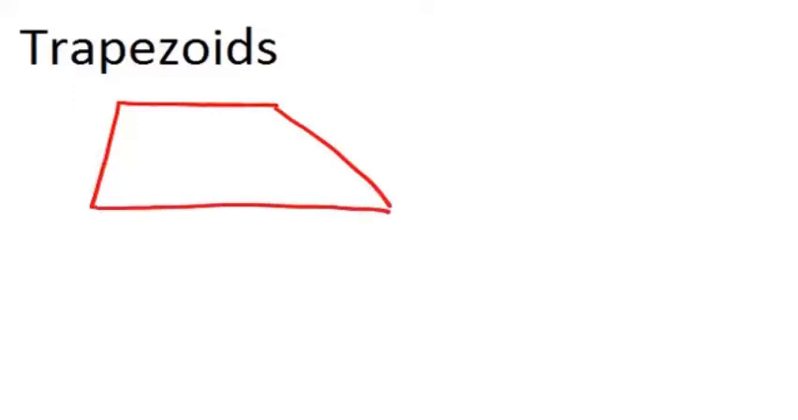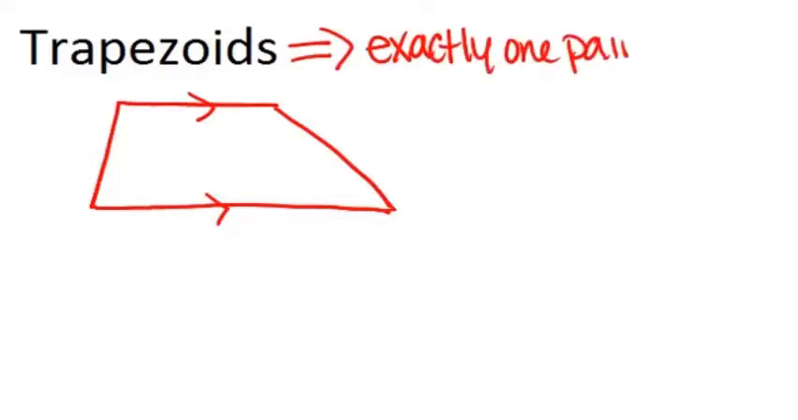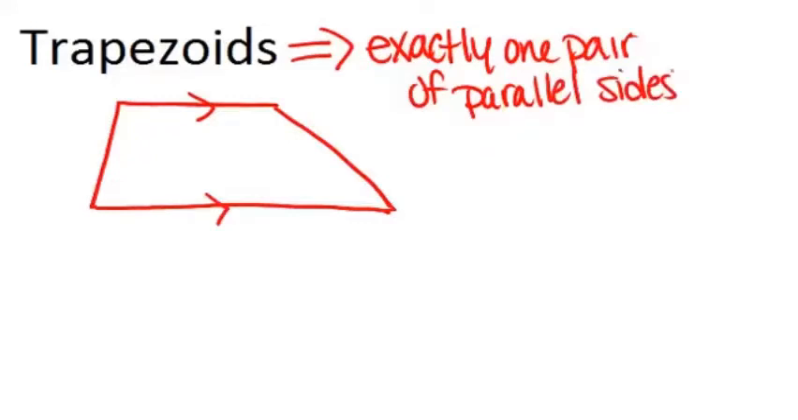In this video, we will learn all about trapezoids. A trapezoid is a quadrilateral, which means it has four sides, and it has one pair of parallel sides. So that's what a trapezoid is, a quadrilateral with exactly one pair of parallel sides. The reason it has to be exactly is if the shape has two pairs of parallel sides, then it's a parallelogram. So trapezoids have exactly one pair of parallel sides.